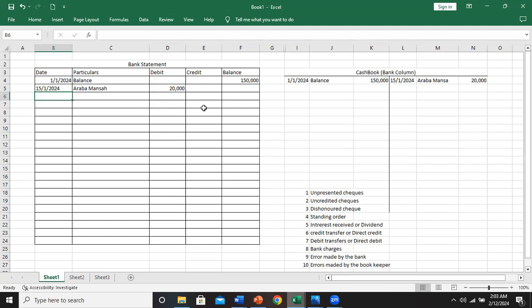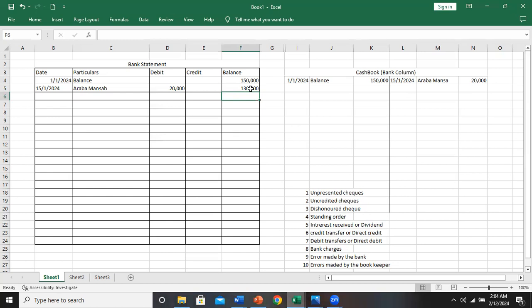Good. So immediately you do this, your bank statement balance would go down to 130 because you are paying money, or you are withdrawing money out of the bank account. So you had 150, you are paying 20, you'll be left with 130. If we balance the cash book as well, we are going to get a balance of 130. In that case, the two balances would agree.